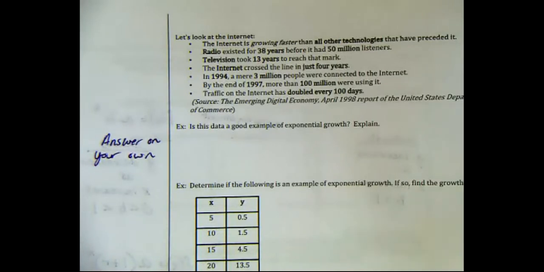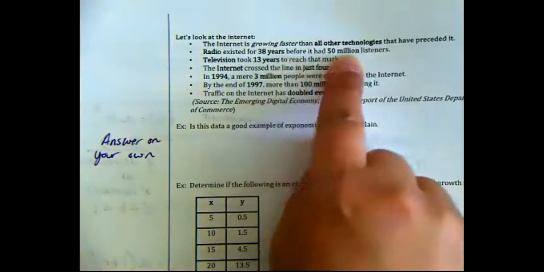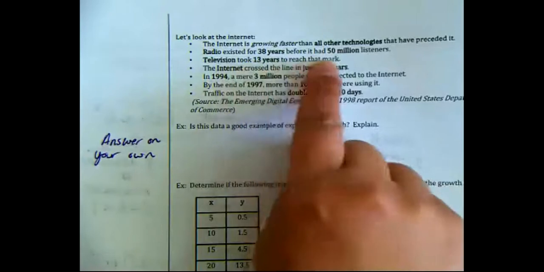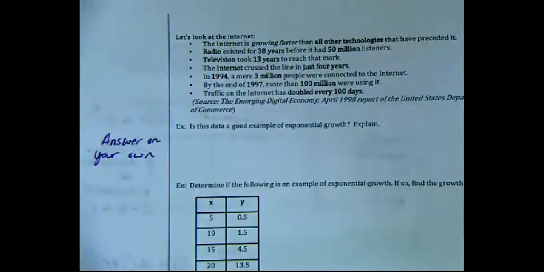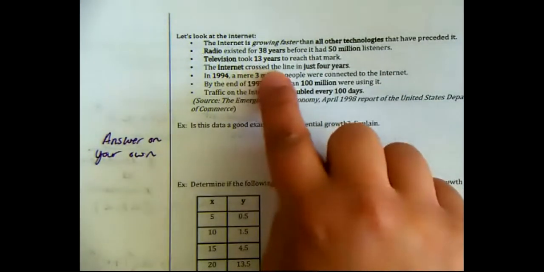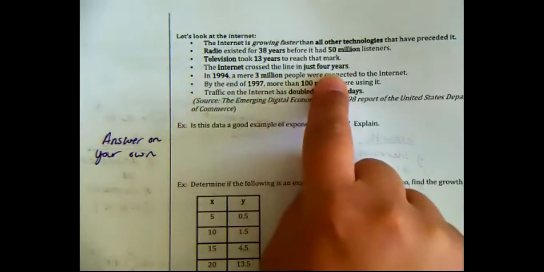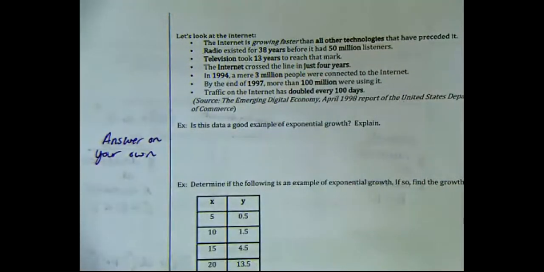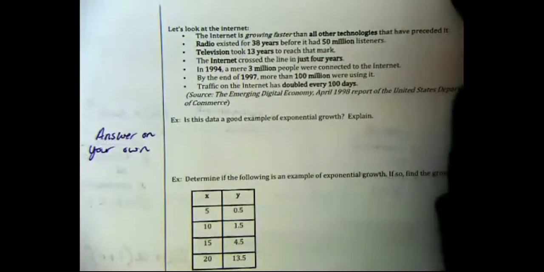Do you think the fact that radio existed and people were listening to the radio helped television spread faster? And then do you think the fact that radio and television existed helped the internet spread faster? Do you think they affected each other's spread? I'll take volunteers on that one.